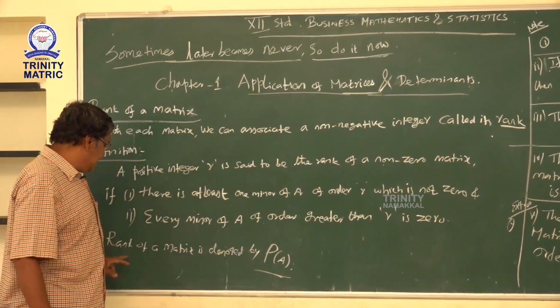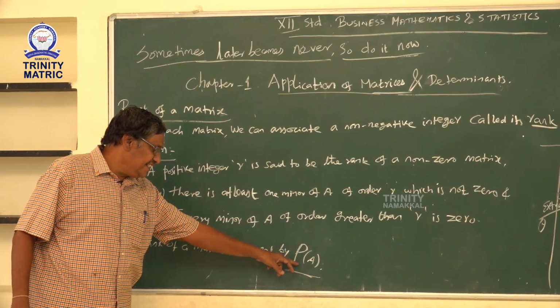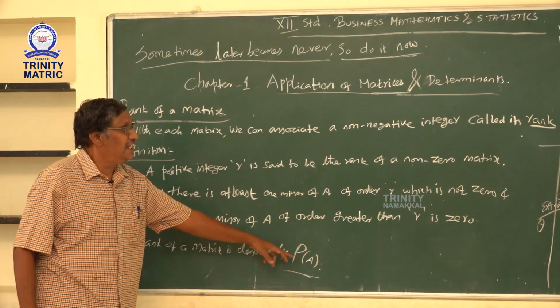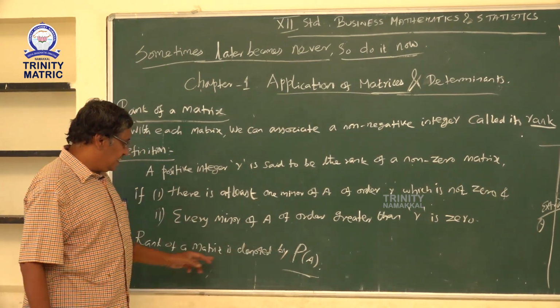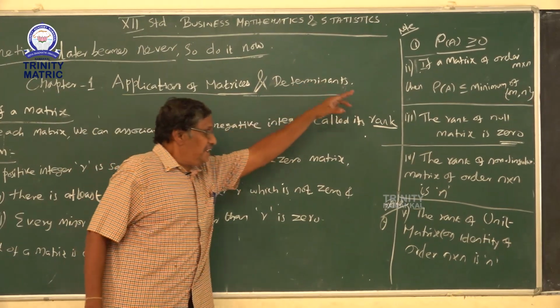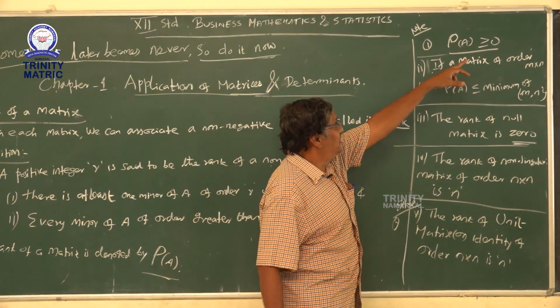We should know that the rank of a matrix is denoted by rho of A, ρ(A). It is a Greek letter, rho. Like that, you write rho and A. The rank of a matrix is denoted by ρ(A). Kindly note these five notes. The rank of A is always greater than or equal to 0.